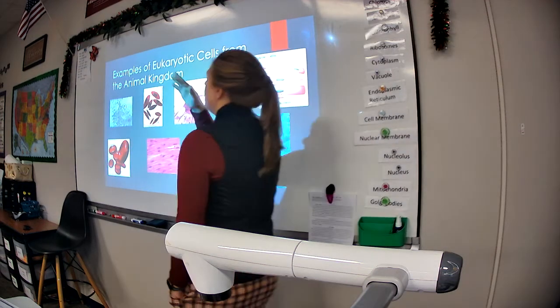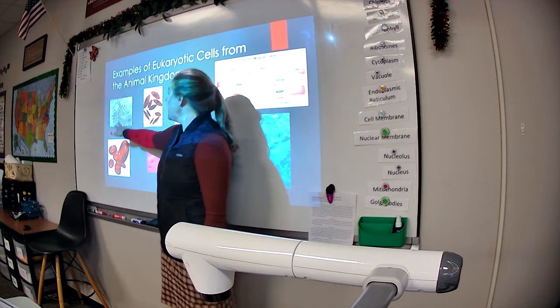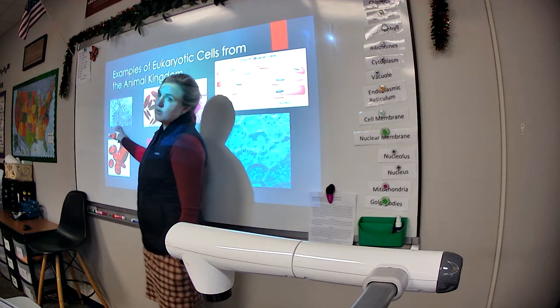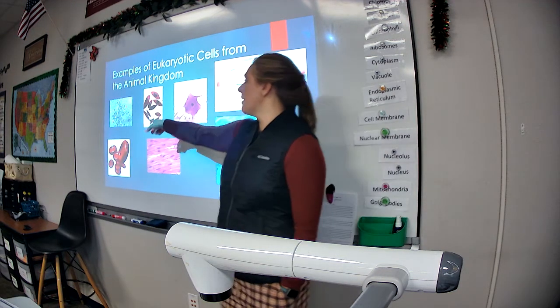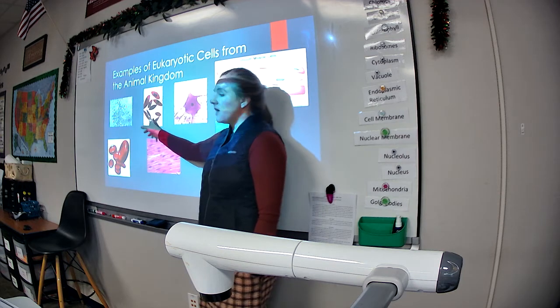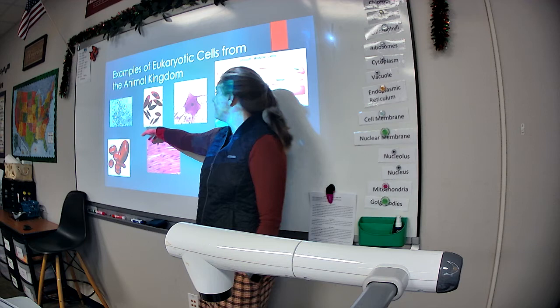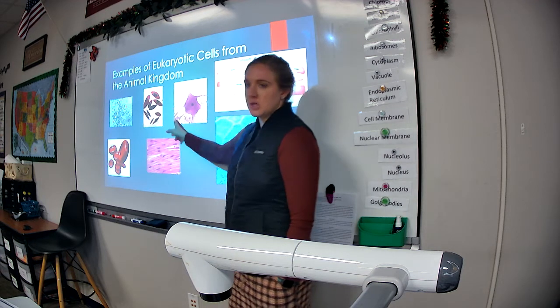In the animal kingdom specifically, this right here is a frog skin cell sample. So like frog tissue, this is what it would look like under a microscope. This right here is what red blood cells look like in a bird. These are bird red blood cells. They look like cables. This is just a nerve cell, like I showed you before.